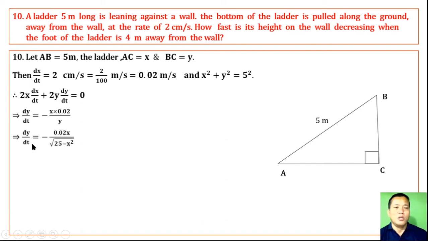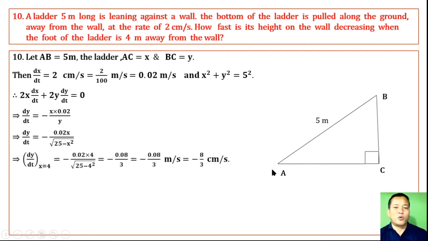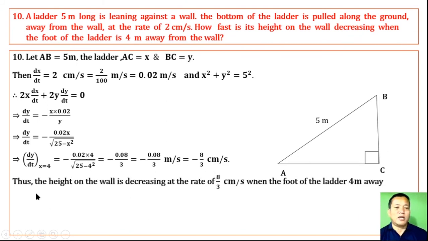Putting in dy by dt, y is converted into x using this formula. When x is 4, evaluating, we get minus 8 by 3 centimeter per second. Thus, the height on the wall is decreasing at the rate of 8 by 3 centimeter per second when the foot of the ladder is 4 meter away from the wall.